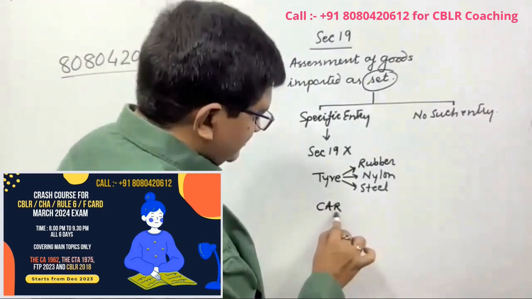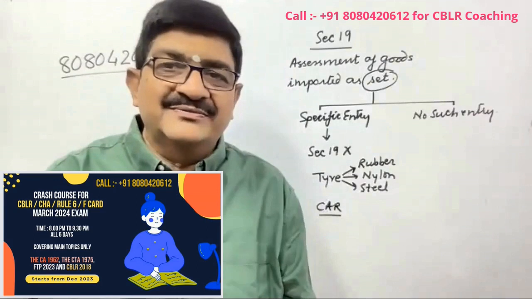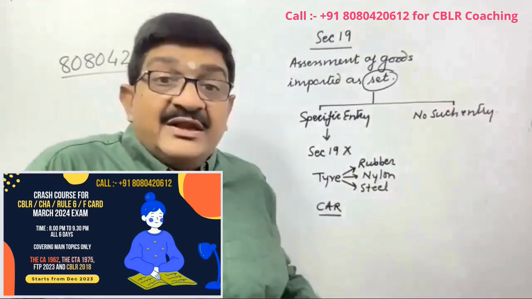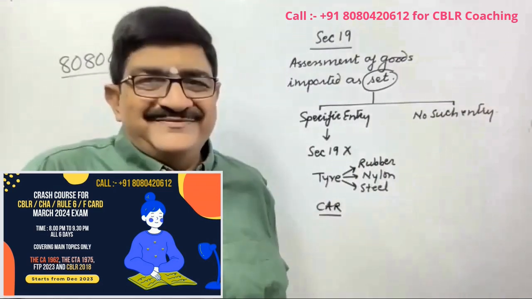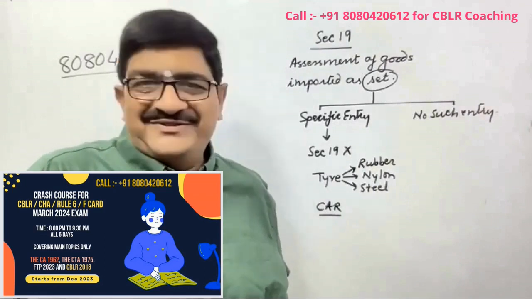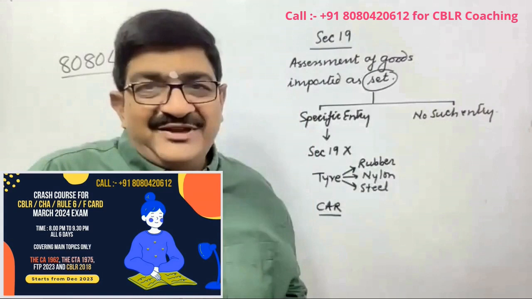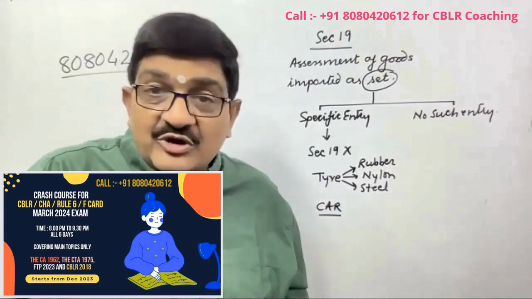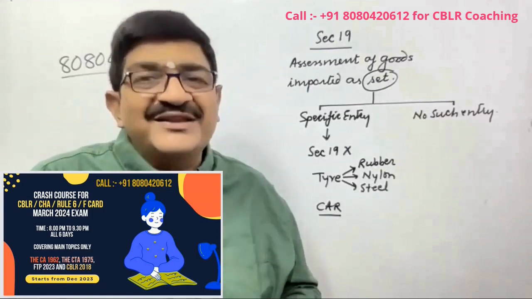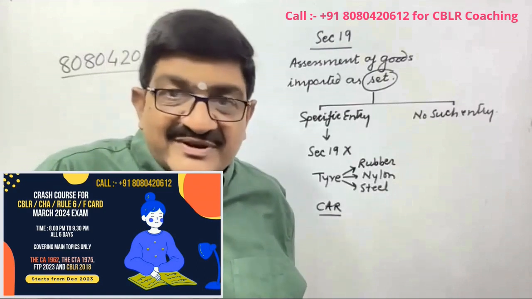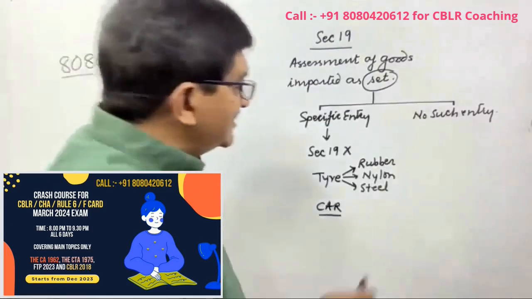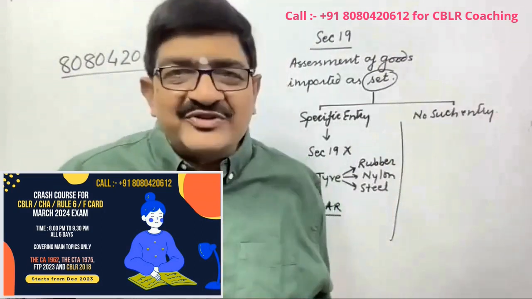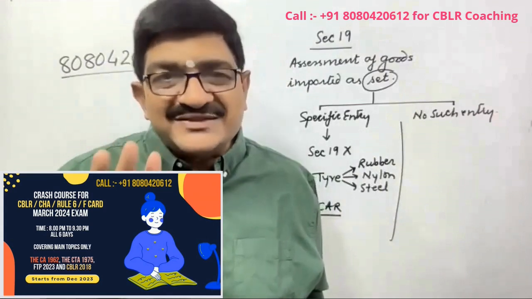Take an example. In one car, how many articles are there? Thousands, effectively. Right? And every article has an independent identity, if separated. So when we have a specific entry in the tariff in relation to the combination or the set of goods, then it is not assessed as per section 19. So when this is not there, goods are imported together and those are complementary to each other, only then those will be considered as a set.